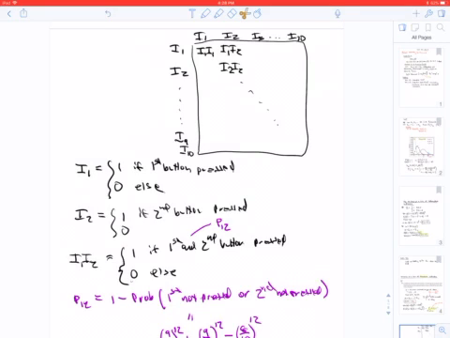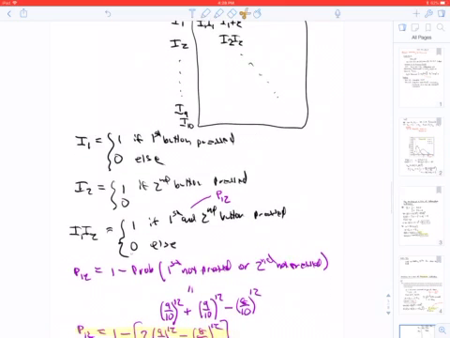Well, I1 is 1 if the first button is pressed. I2 is 1 if the second button is pressed. So the only way that I1 I2 can be 1 is if both I1 and I2 are 1. In other words, if the first and second button are pressed. Otherwise, it's going to be 0. So we need to find this probability that the first and second button are pressed.